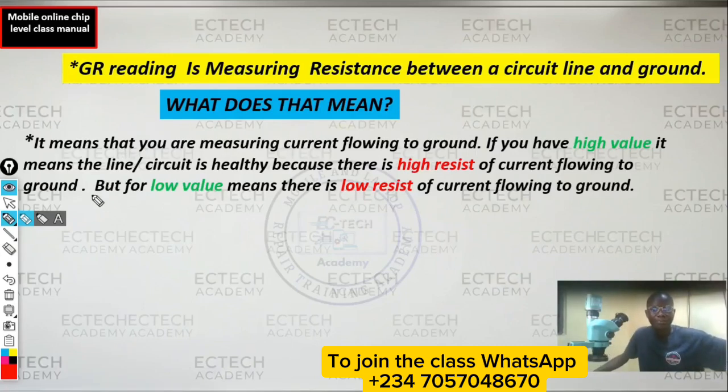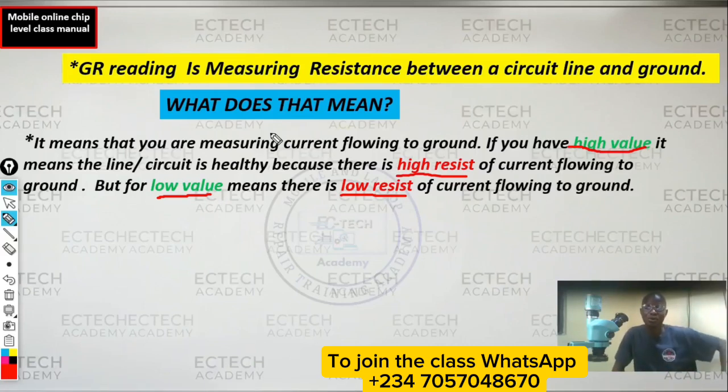Now let's go over this again: when we have a high value, we have high resistance. When we have a low value, we have low resistance. Let me put it in a very simple way for you to understand what this GR reading means. Many technicians use this method to troubleshoot a fault, but they do not really know the depth of GR reading, they just know it as a common way. That's why this class is for you. Not only will you use the method, but you will be able to understand. Understanding matters in whatever we are doing.